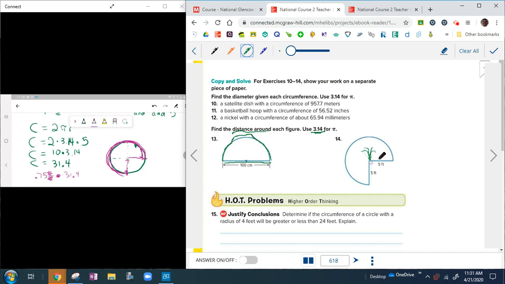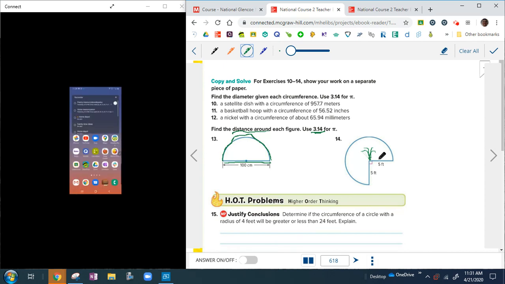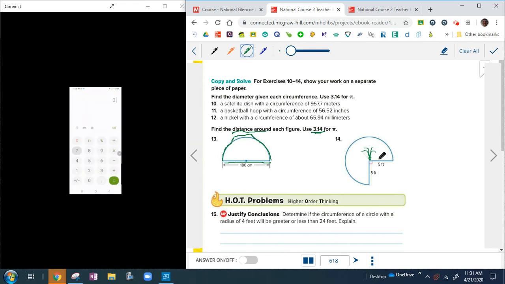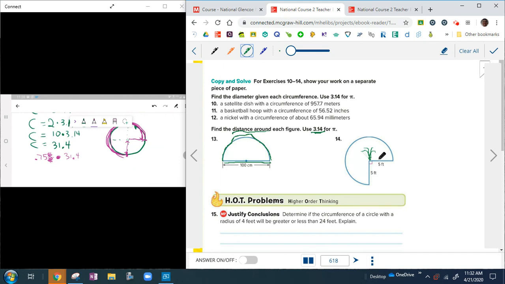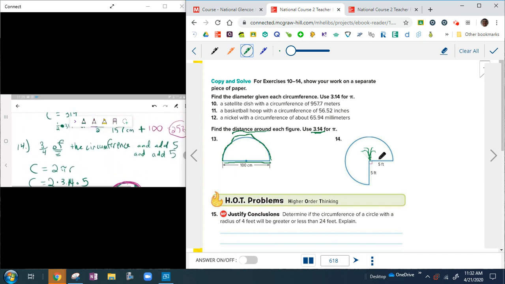Now, if you're typing in your calculator, it might be easier to do 0.75 times 31.4. And let's see if I can get my calculator here. So 0.75 times 31.4 gets us 23.55. All right, 23.55. So that gets us 23.55. And then what did we have to do? So we found the 3/4 of the circumference, check.